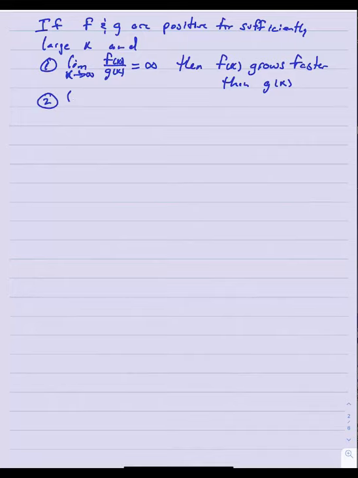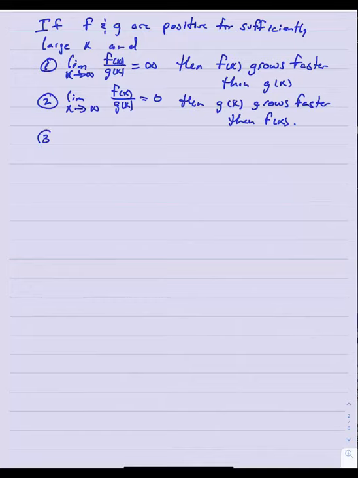With a similar argument, we could conclude that if the limit as x approaches infinity of f of x over g of x is 0, then g of x grows faster than f of x. Or to say that in another way, f of x grows slower than g of x. Okay, now we did list a third case. So I'm listing these formally as rules for what it means when the limit of the ratio is infinity or the limit of the ratio is 0.